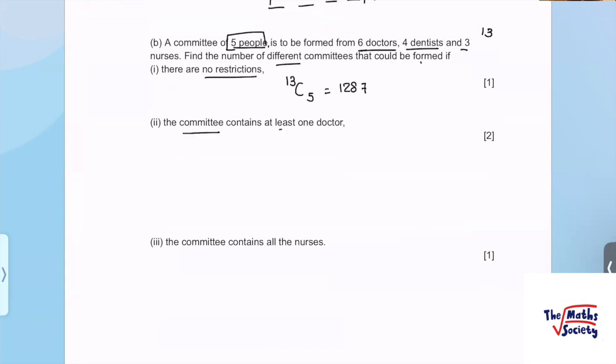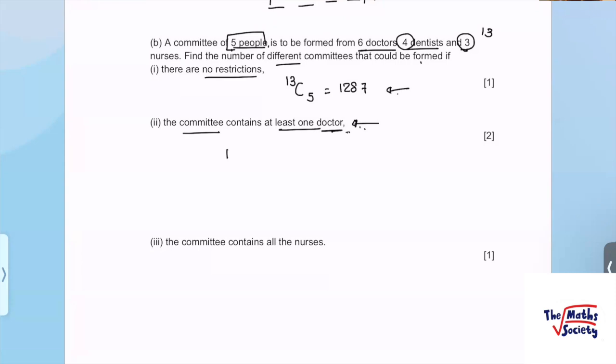And the committee needs to contain at least 1 doctor. So there has to be at least 1 doctor. So we can find the total, which we already have here, 1,287, minus the number of committees where no doctors are there. So if there are no doctors, there's a total of 4 and 3, that's 7. So you have 7 and you can just choose 5 people from that 7.